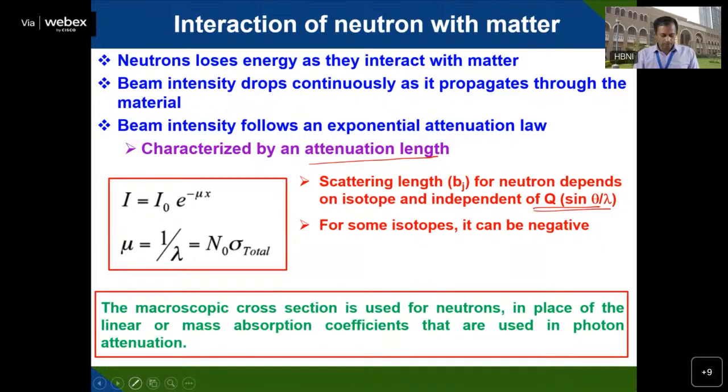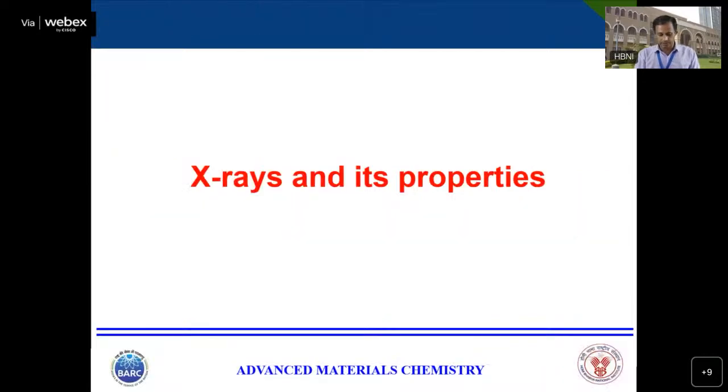So mainly the macroscopic cross section is used for neutrons in place of the linear mass absorption. In the case of light, we use the mass absorption or linear absorption coefficient. But in the neutron case, we use the macroscopic cross section, I equals I0 e to the power minus mu x. So it's characterized mainly by the attenuation length, that mu, which will decide how the interaction takes place.